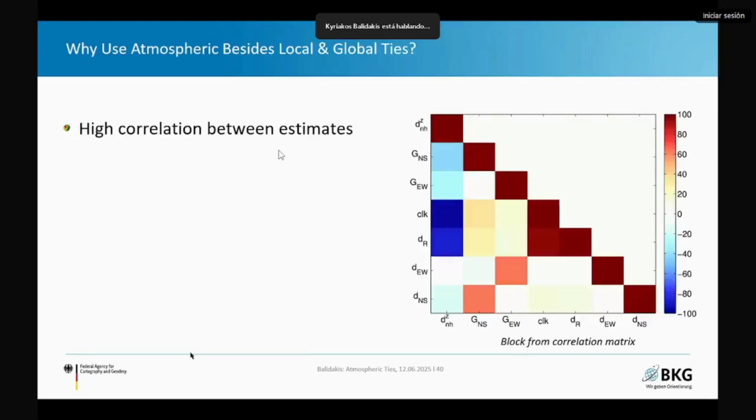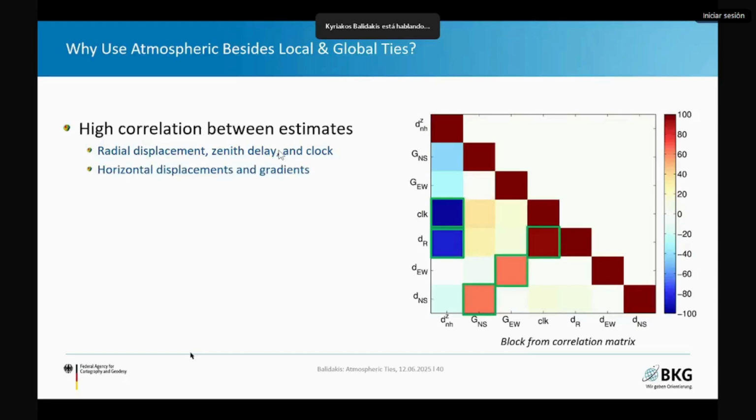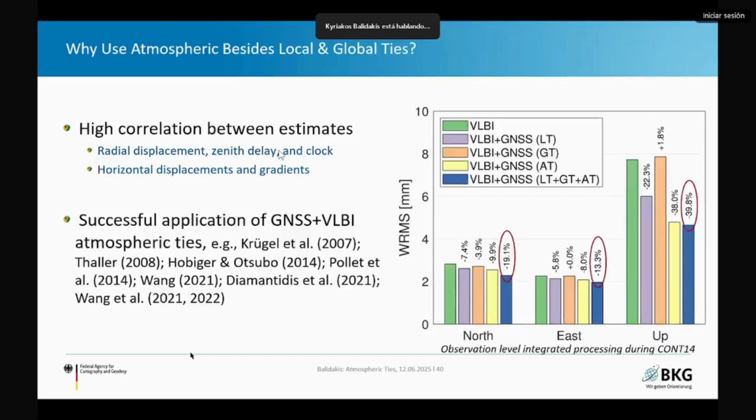We have already discussed this. So this is the covariance matrix. There are high correlations between displacement, zenith delay, and clock. That's why we are so much concerned with the modeling of the atmosphere. And these so-called atmospheric ties have been successfully applied in GNSS and the VLBI combination for many years.